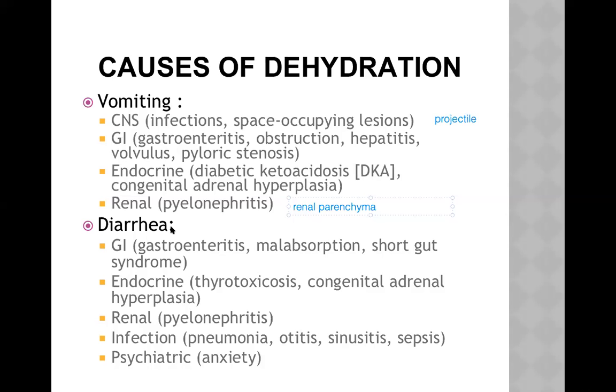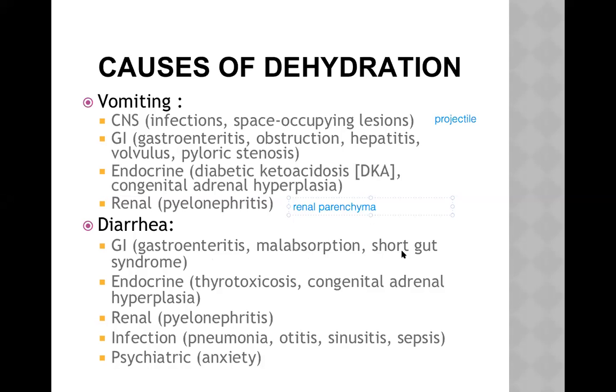Now another important cause of dehydration is diarrhea. So let's talk about what are the causes of diarrhea now. Again, GI or gastrointestinal, like gastroenteritis, malabsorption, and short gut syndrome. These are the common causes. Celiac disease is a common cause of malabsorption. Celiac disease is a type of autoimmune disease.